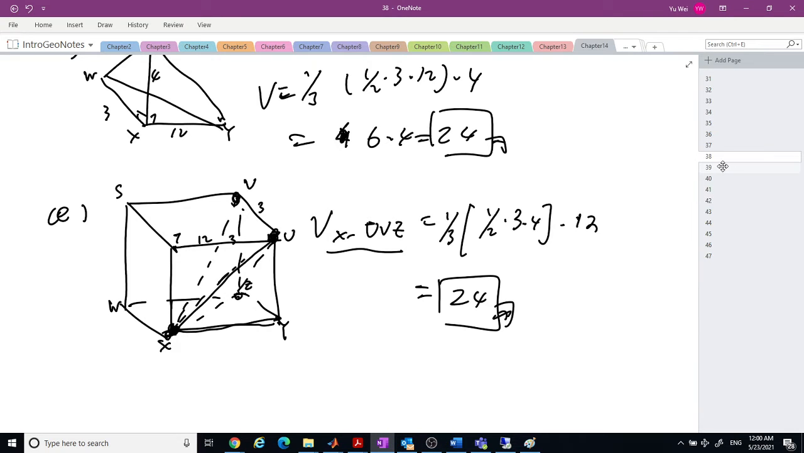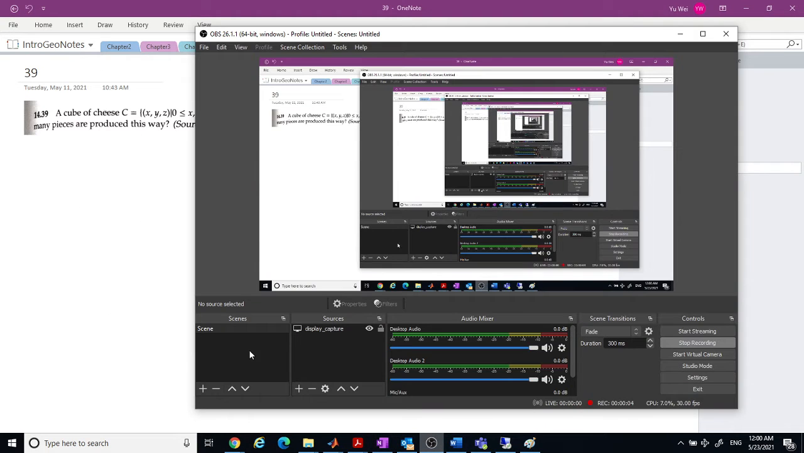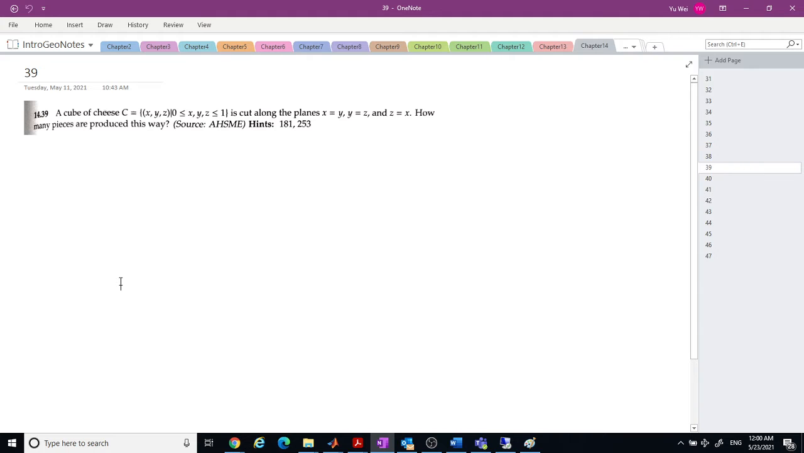Okay, so let's move on to the second part. So question 39, a cubic cheese. Okay, so here is the three-dimensional coordinates. So we know x, y, z are 1, right? So it's like a square.